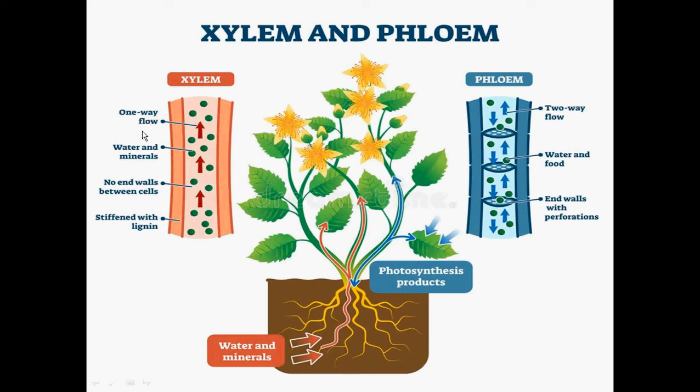Whereas the phloem conducts the food from the leaf parts, where the food is being produced by the process of photosynthesis, to the different parts of the plant, and it can be bidirectional, that means a two-way flow. It might be in the upward direction or the downward direction. And how is it taking place? It is taking place through a tube-like structure which contains certain end walls with perforations.